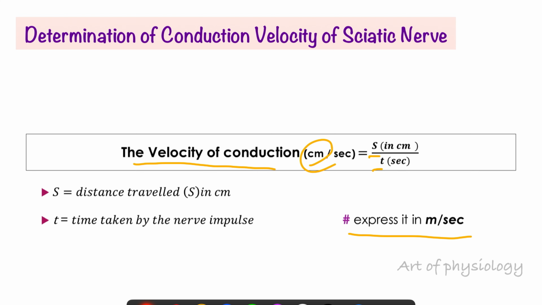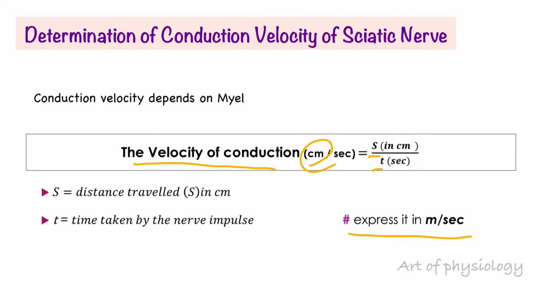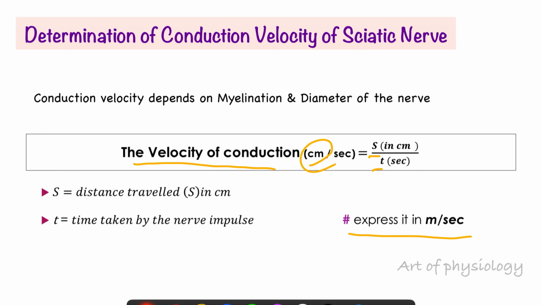What are the factors which will affect the conduction velocity? Yes, myelination and the diameter of the nerve fibers. A nerve fiber having more diameter means the speed will be more. What about the myelination? Yes, if that nerve fiber is myelinated, because of the saltatory conduction, again the speed will be more. So these are the factors which will affect the conduction velocity. Now we'll see how to calculate the conduction velocity of this sciatic nerve.